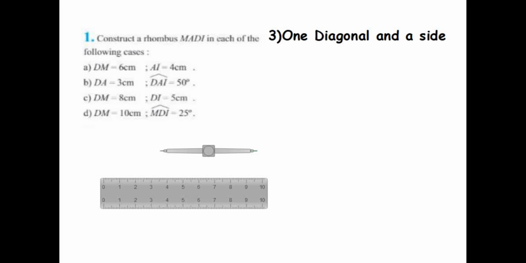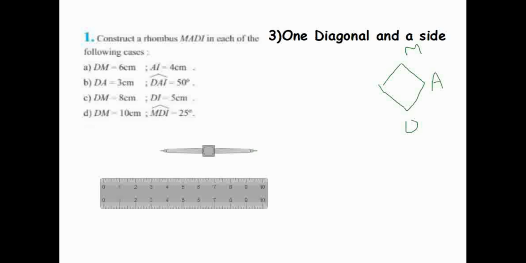Okay, so moving on to part C, which is the third case, we are given DM equals 8 centimeter and DI equals 5 centimeter, and they are the diagonal and a side. And how did I know that? Actually, I go and draw on a draft paper. I'm going to draw a random rhombus on the draft paper and call it MADI.